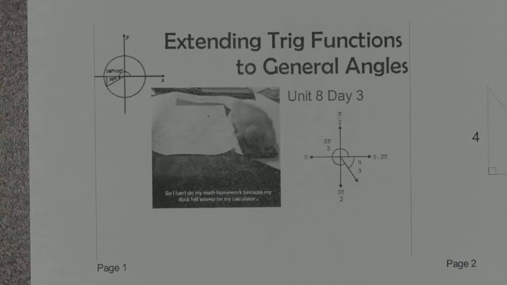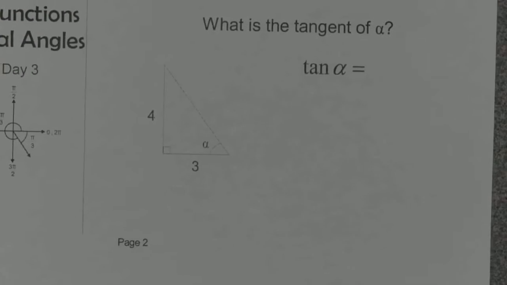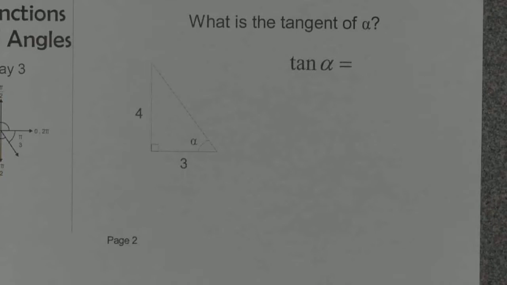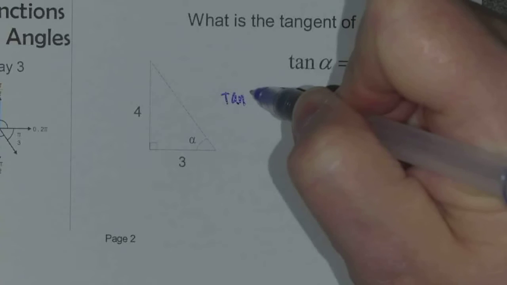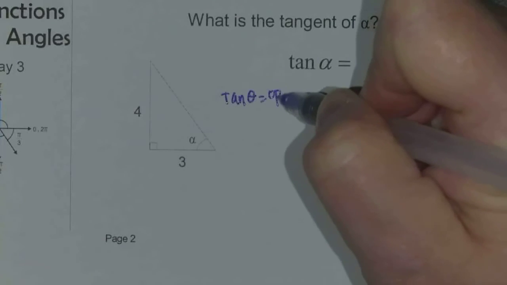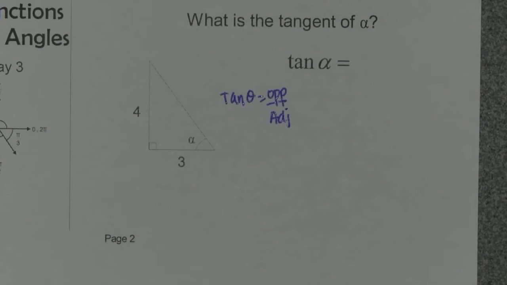So this is note-taking guide 8.3. We're going to extend our trig functions to central angles and general angles. So here we go, looking at this first triangle right here, and it asks you what's the tangent of A. Do you guys remember that the tangent is the opposite over the adjacent, right? And we've been doing that for a few days now.